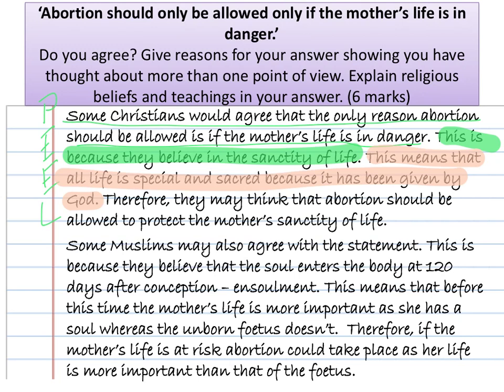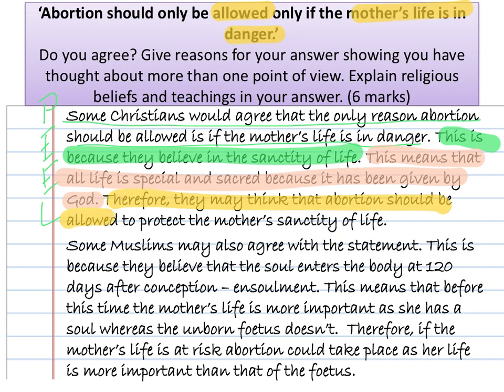This means we're linking it back to the question and making sure that the point that we're giving clearly answers the question. Our question was about abortion being allowed if the mother's life is in danger. So our link says, therefore, they may think that abortion should be allowed to protect the mother's sanctity of life. We should be able to notice a really clear PEEL structure all the way through this answer.